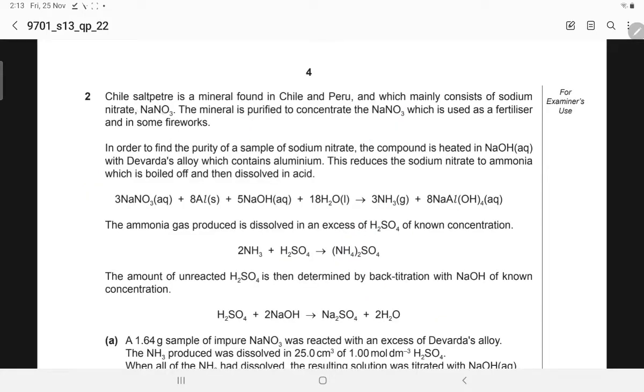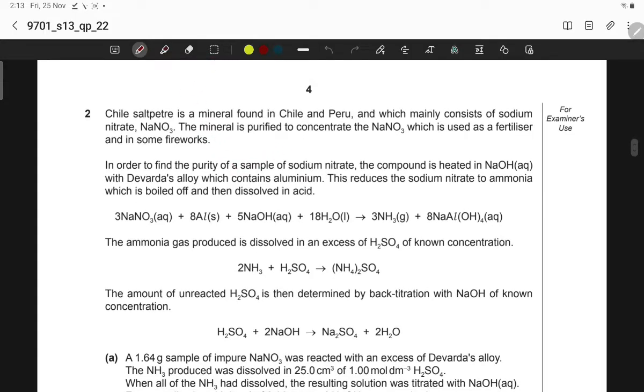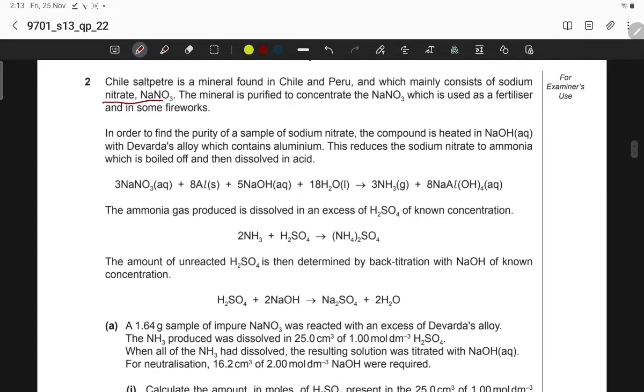So there is another question. Chile saltpeter is a mineral found in Chile and Peru, which mainly consists of sodium nitrate. The mineral is purified to concentrate the sodium nitrate, which is used as a fertilizer and in some fireworks. In order to find the purity of a sample of sodium nitrate, the compound is heated in sodium hydroxide with Devarda's alloy, which contains aluminum. This reduces the sodium nitrate to ammonia, which is boiled off and then dissolved in acid.